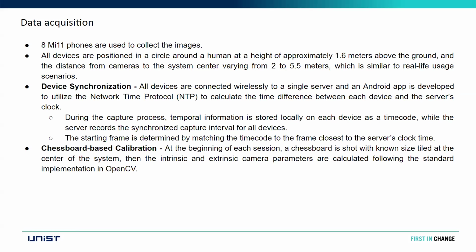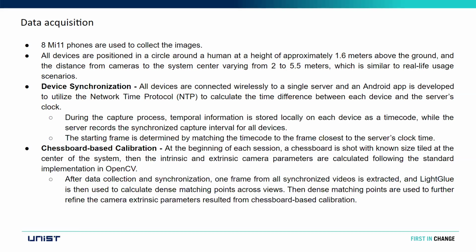And now coming to why there's a chessboard: they use chessboard-based calibration. At the beginning of each session, a chessboard is shot. They take a picture of the chessboard with these 8 Mate 11 phones, with a known size placed at the center of the system, and then they calculate intrinsic and extrinsic camera parameters following the standard implementation. But this alone is not sufficient, as they claim.